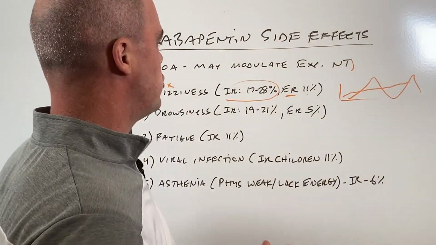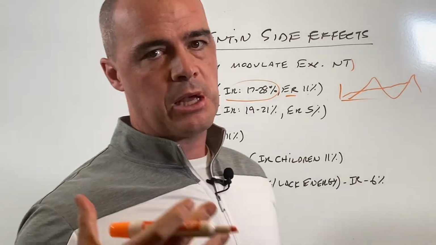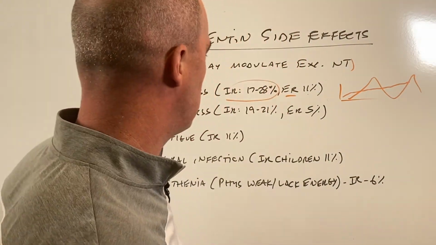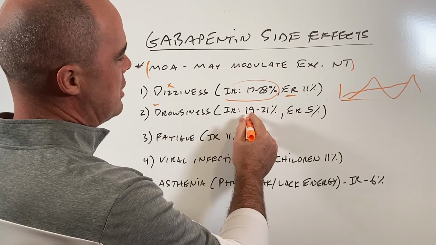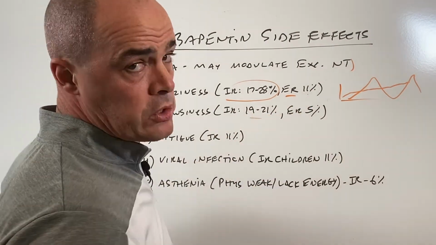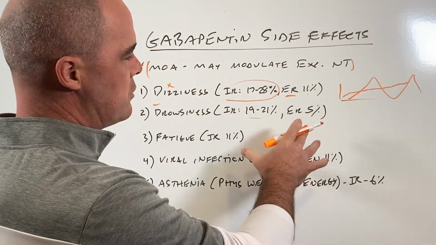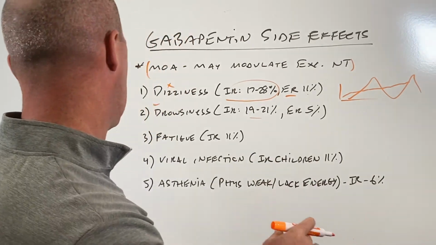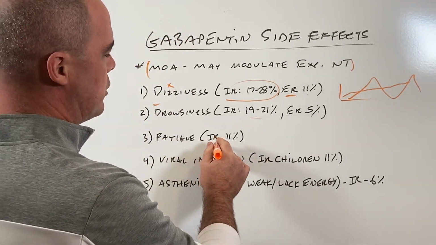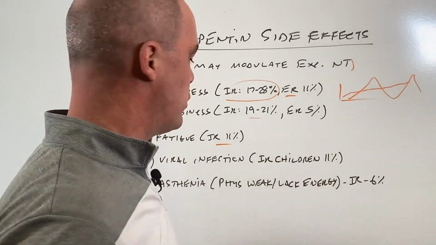Next thing we'll see is some drowsiness. Again, think about those excitatory neurotransmitters we were talking about. Immediate release, around 20% of people. Extended release, around 5%. Fatigue, again, we're looking at immediate release, 11%.